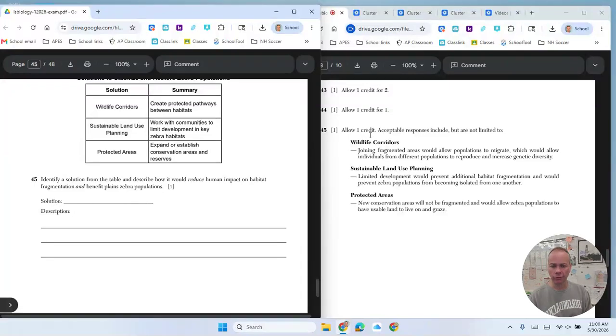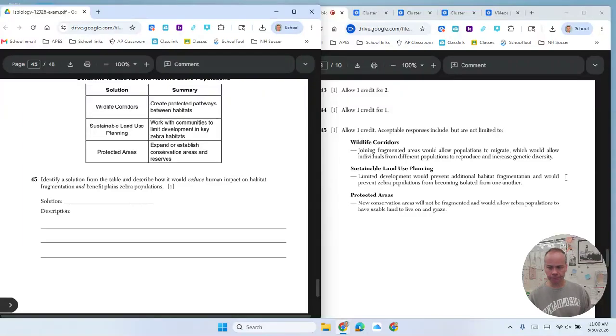If you chose wildlife corridors, you might say joining those areas would allow the zebra populations to migrate, allowing individuals to reproduce together, increasing genetic diversity. Okay, so that tells us how it would impact habitat fragmentation and how it would benefit zebras. You need to do both. Using sustainable land use practices would limit development, would prevent more habitat fragmentation from happening. So we covered that. And then would prevent zebra population from becoming isolated. That's how it benefits the zebra.